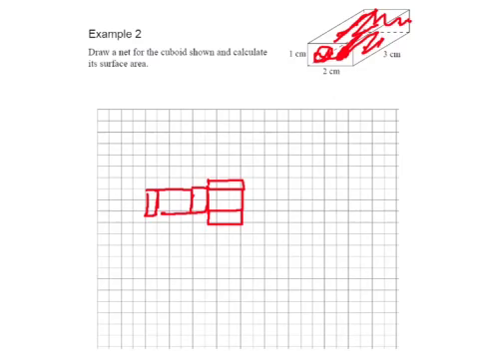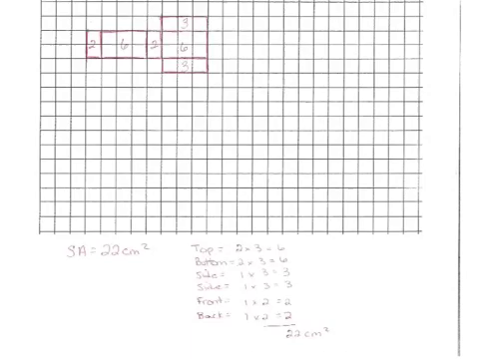So now what I need you to do is find the area of each side, add them together, and that will be your total surface area. So your total surface area is 22 centimeters squared. I like to put the area inside the net and then I add them together and I get 22 centimeters squared.